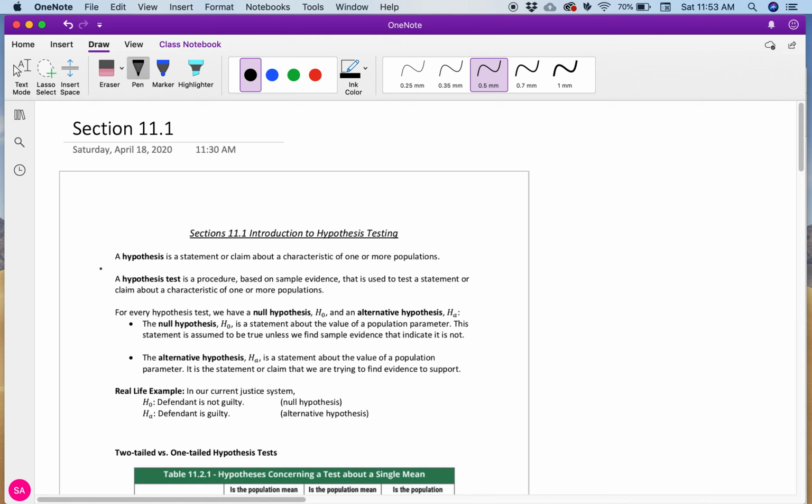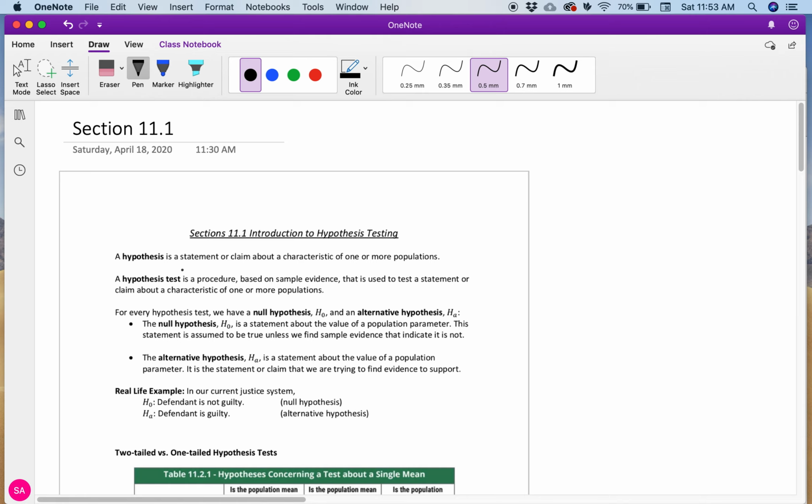So let's get started. This first section is just an introduction. We're going to talk about some keywords, vocab, how this whole thing is going to work, and then in the next section we will actually start solving some fun problems.